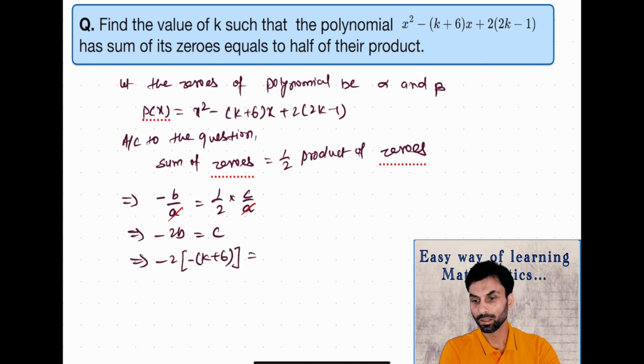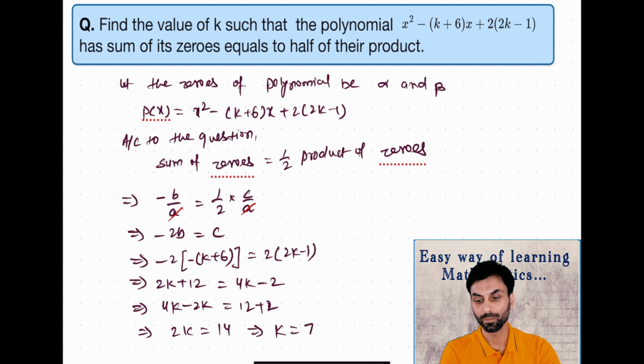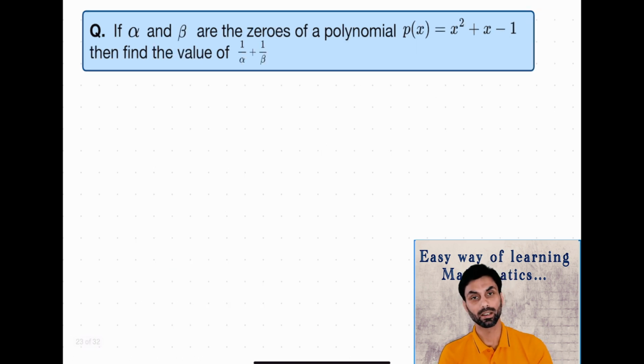equals 2 into (2k minus 1), which will be 2k plus 12 equals 4k minus 2. On solving, we'll get 4k minus 2k equals 12 plus 2, which will be 2k equals 14, and so the value of k will be equal to 7.